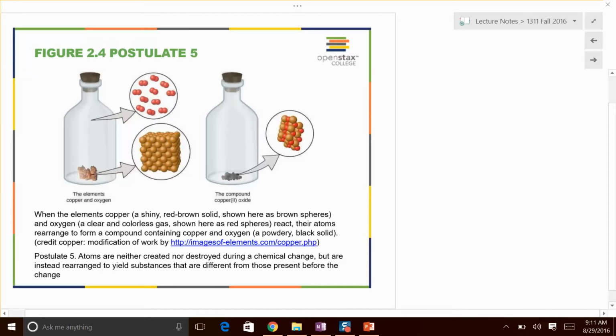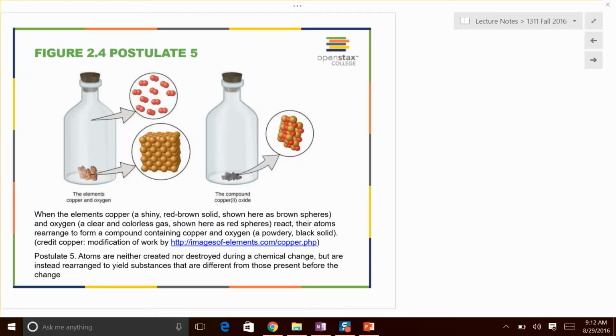Number 5. Atoms are neither created nor destroyed during a chemical change, but are instead rearranged to yield substances that are different from those present before the change. So when I carry out a chemical reaction, I don't destroy the thing that underwent that chemical reaction. It doesn't go away. It's still there. It just got rearranged.